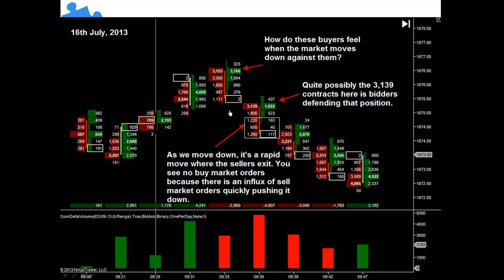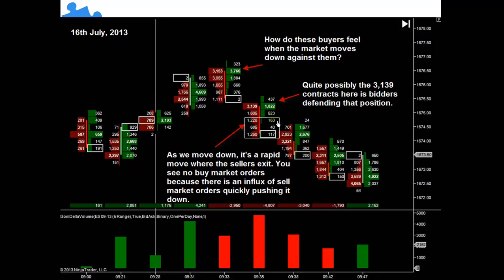Now we come to this price here, 75.25, and we see 3,000 contracts on the bid. That 3,000 contracts on the bid is the buyers attempting to defend that price. Now when it breaks down, it breaks quickly. How do you know that was fast? Well, we can see that the sellers take all the bids and there is very, very little buying. And the stops are getting hit.